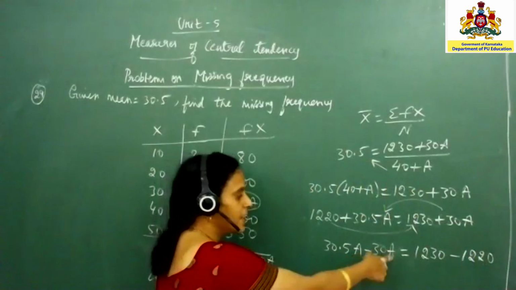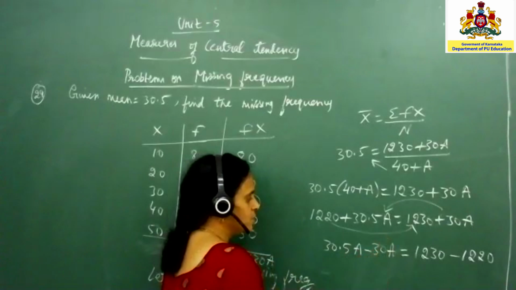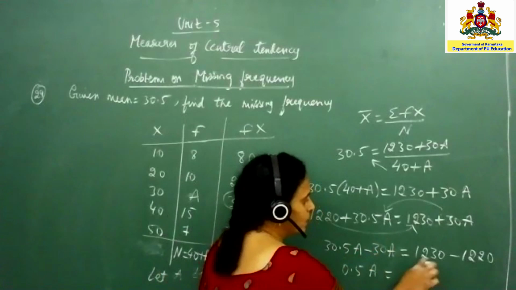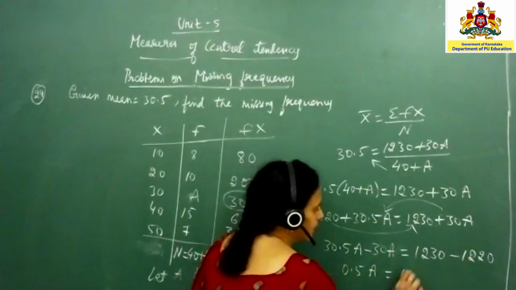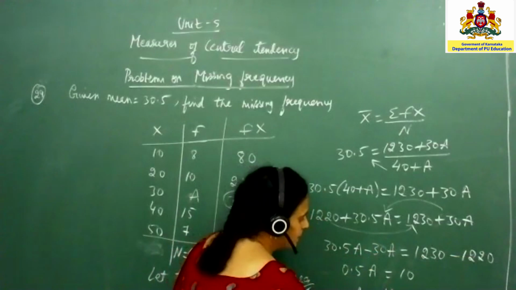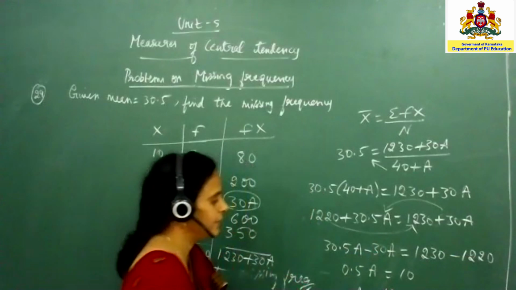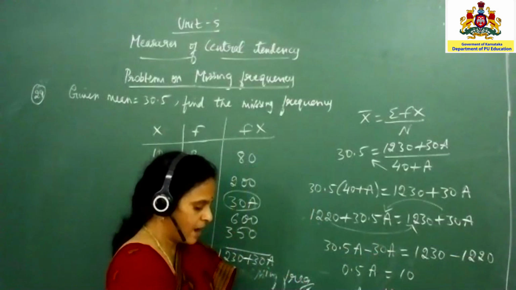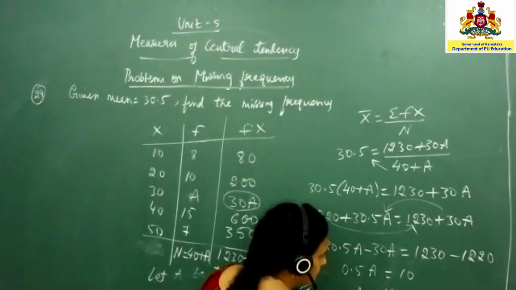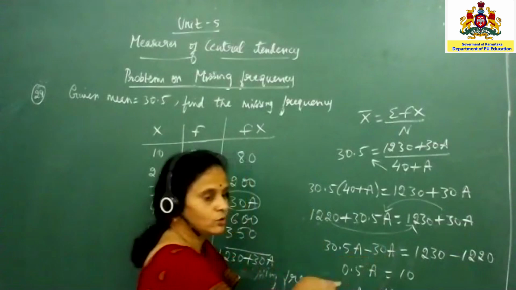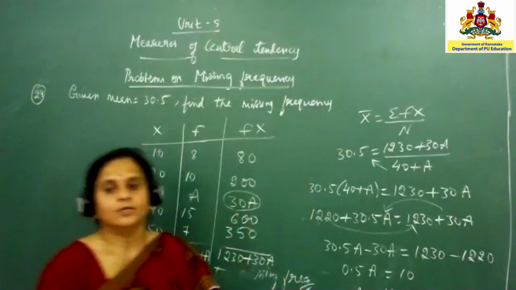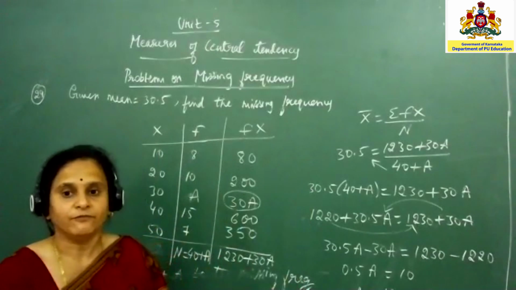Next, 30.5a minus 30a. Both are in terms of a, so you are getting 0.5a. Here, 1230 minus 1220, you are getting 10. Therefore, a equal to 10 divided by 0.5. Once you simplify, you are getting 20. That is 10 by half. The 2 will go to the numerator, 10 times 2 is 20. Therefore, a equal to 20, which is the missing frequency.